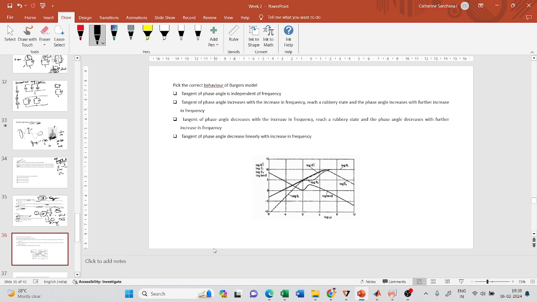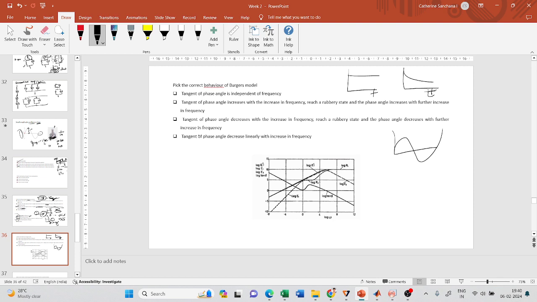Okay. So the next question is: pick the correct behavior of Burger's model. Now, in the models that we saw today, both Maxwell and Kelvin, we applied a constant stress or constant strain, which is a time domain testing, right? With time only, the stress or strain varied, and we measured the strain or stress response with respect to time. Using this model, we can also predict the response of the material when it is subjected to oscillatory loading. That we did not see.